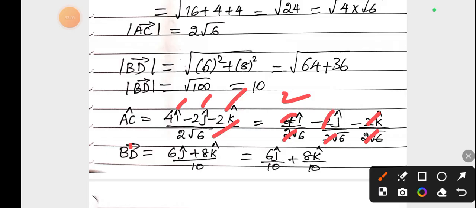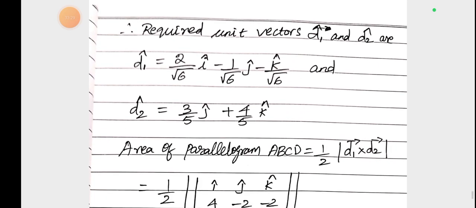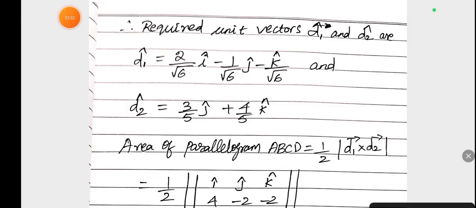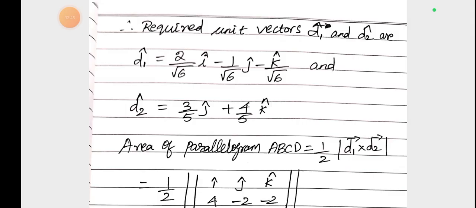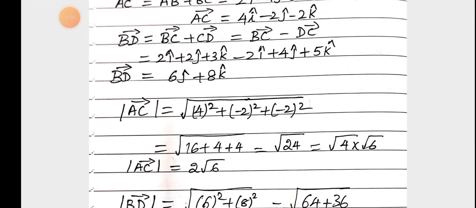In the same way, BD cap will be there. Actually, it's not the BD vector, it is BD cap. So for a unit vector, you know that we have to do the cap: A vector by magnitude of A vector. So 6j cap plus 8k cap, the magnitude is here 10. So 6 by 10 cancel, 3 by 5. Again 8 and 10 cancel, 4 by 5. Clear? So the required unit vectors d1 and d2, you will get it as d1 cap is 2 by root 6 i cap minus 1 by root 6 j cap minus k cap by root 6. Then d2 cap is 3 by 5 j cap plus 4 by 5 k cap. So actually we found the unit vectors d1 and d2. That is one good news only.